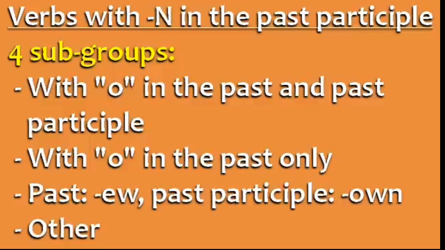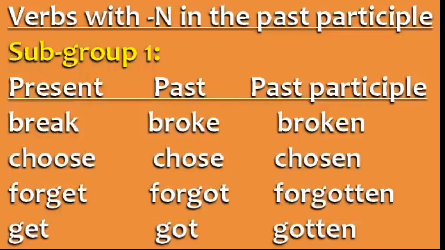A number of irregular verbs have n in the past participle. These can be divided into 4 subgroups: with o in the past and past participle, with o in the past only, verbs with the past form ending in EW and the past participle in OWN, and other. Subgroup 1. Break, broke, broken.